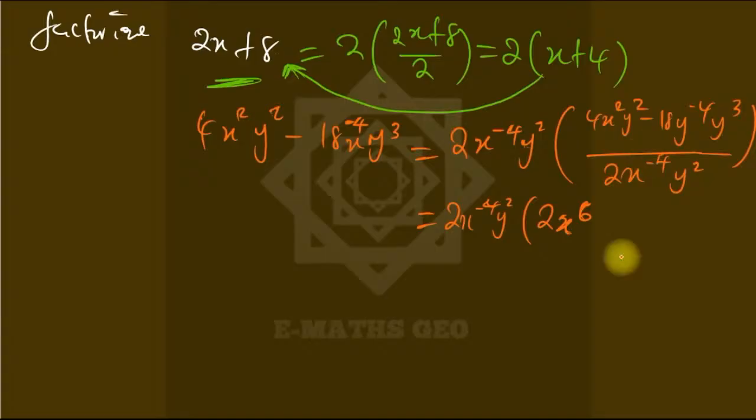We are done. The second one, minus 18 divided by 2 is 9. So y raised to power, okay, this is x, not y, so this is minus. So again, x raised to power minus 4, they are gone. y cubed, so 3 minus 2 is 1, that's y raised to power 1. So that's the answer. Have you seen it?